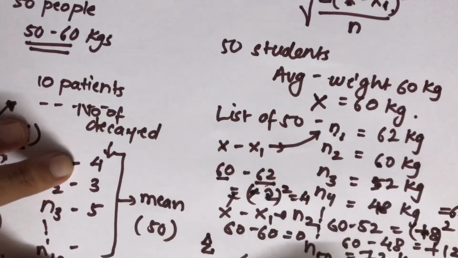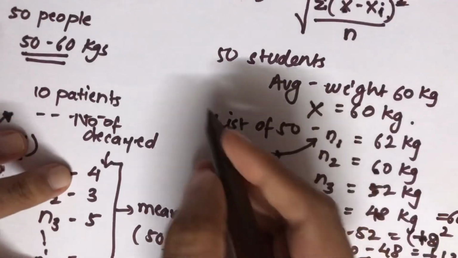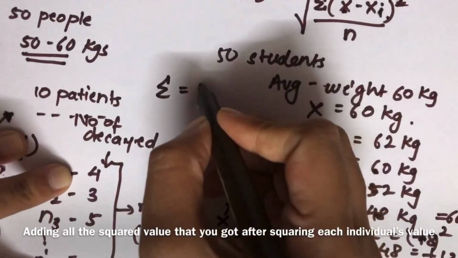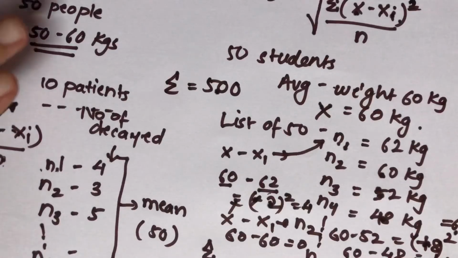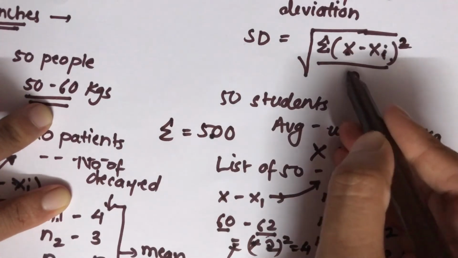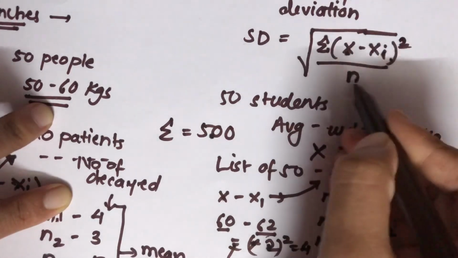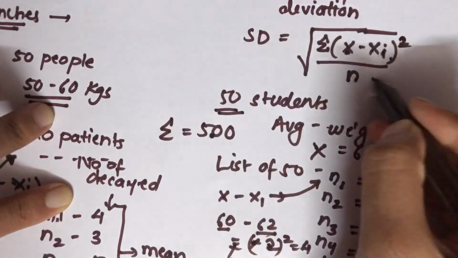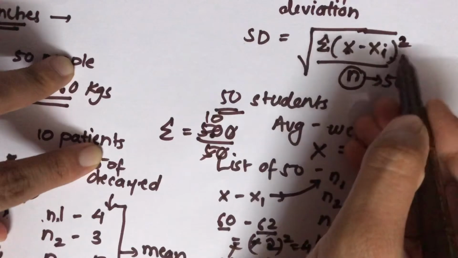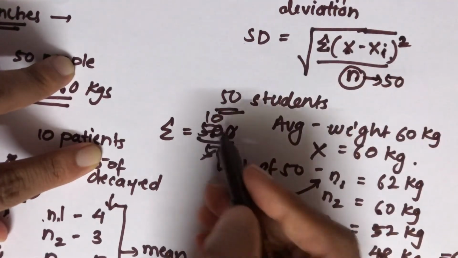Now you're going to square all these individual values and then calculate the sum. For example, now you got this value as 500. The next thing is you're going to divide it by the denominator. The denominator is the number of observations. Here your observations are 50 students, and the value you got is 500. So your numerator was 500 and the denominator is 50, so you're going to divide it.